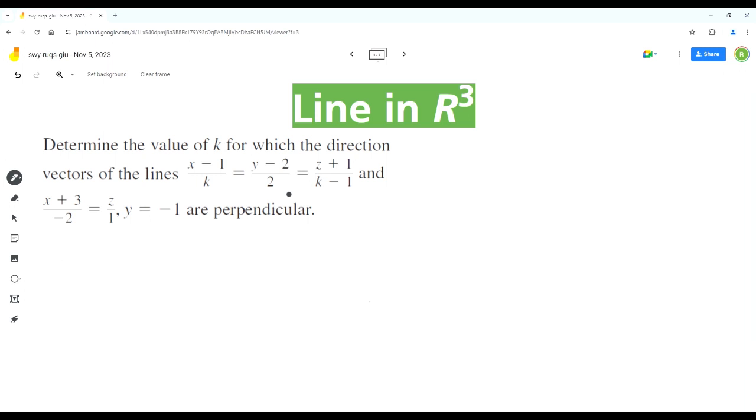So the first step is to identify the direction vectors of these two lines. In a symmetric form, components of a direction vector are in the denominator of the fractions. This is a very important concept we need to understand and memorize. So let's start with the first line.